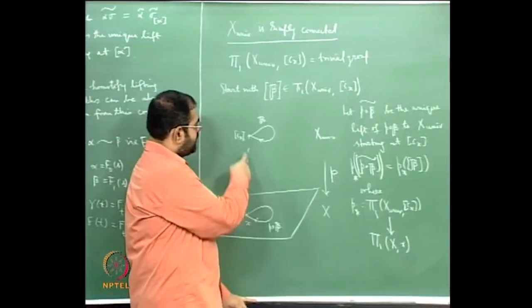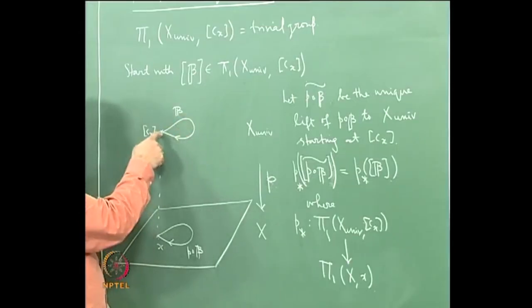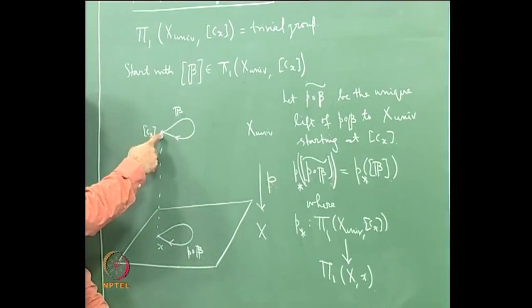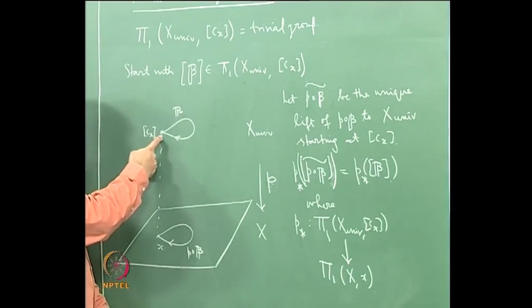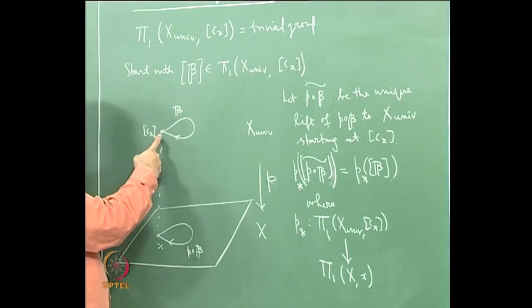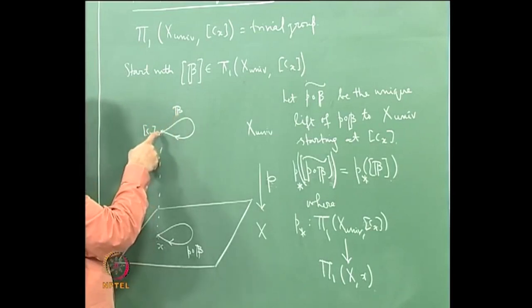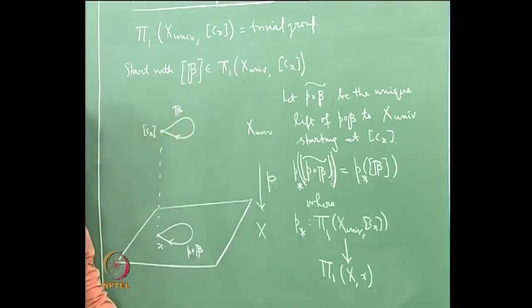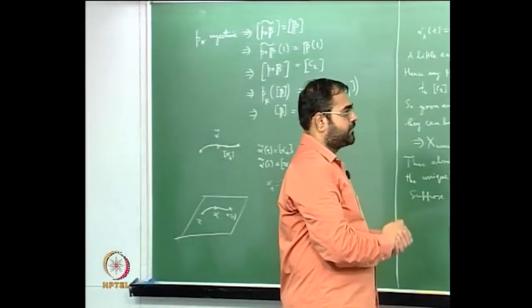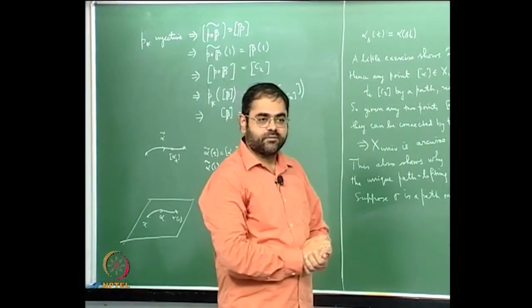So again, let me repeat what is happening. I start with a loop based at Cx. I push it down, and then if I take the unique lift of this again to Cx, by the unique lifting property I'm going to just get back this. If I take the endpoints, that is going to tell me that the homotopy type of beta is the same as the homotopy type of the constant map at this point, and therefore the fundamental group is trivial. That's the whole point. So that finishes the construction of the universal covering space.